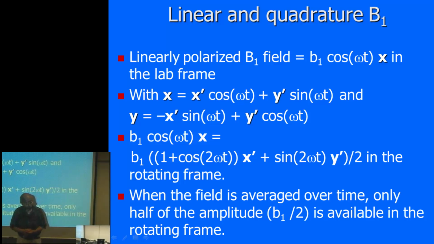Now, x prime and y prime are the unit vectors in the rotating frame. So I got two frames here. This is the laboratory frame. This is the rotating frame. This frame is described by unit vectors x and y. This frame is described by unit vectors x prime and y prime. The difference is this frame is not moving, this frame is rotating.